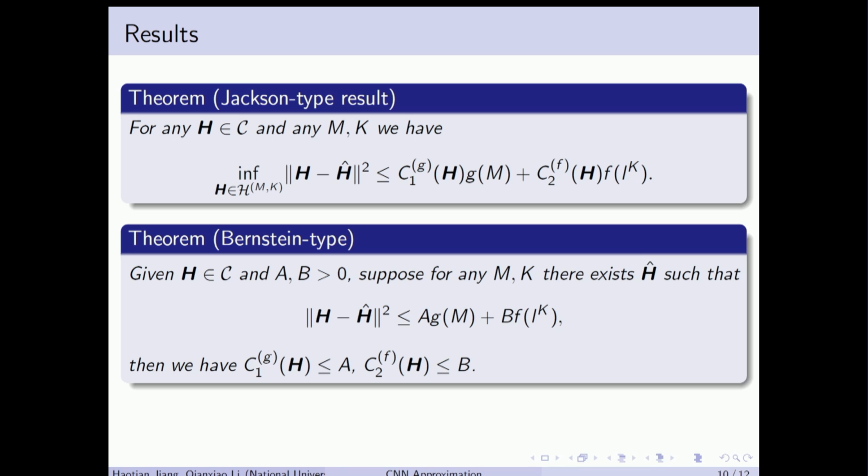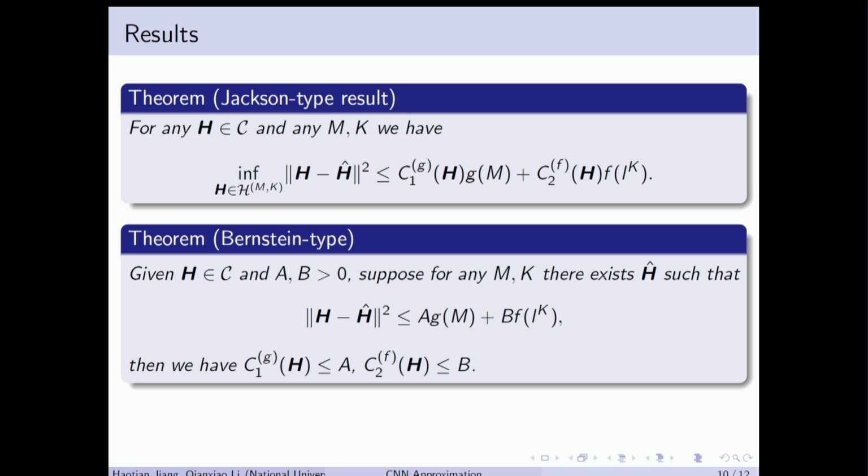The Bernstein type result, or the inverse approximation result, says that this is indeed tight. So let's look at the proposition here. Suppose that for any number of channels and number of layers, the target can be approximated according to this bound. Then we must have that the complexity measures of the target are less than A and less than B here.